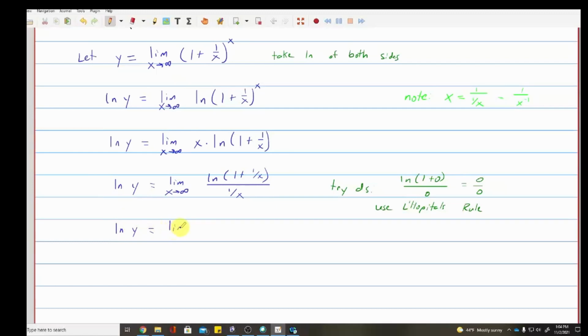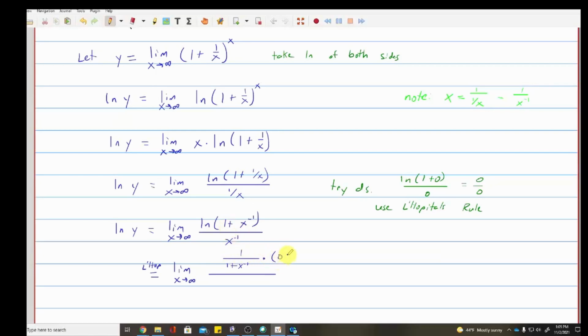I'm going to rewrite this as the limit as x goes to infinity of natural log of 1 plus x to the negative 1, all over x to the negative 1. Don't have to do that. But just like I said before, I prefer to write it as a negative exponent so that I can clearly see that I'm doing a power rule when I differentiate it. Okay, so now let's use L'Hopital's rule. All right, in the numerator, I have to do a chain rule. The derivative of natural log of stuff is 1 over that inside stuff times the derivative of the inside stuff.